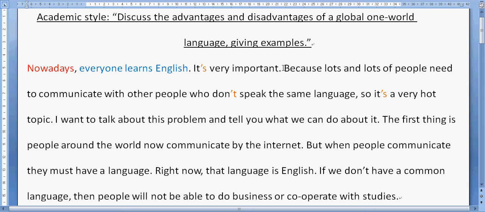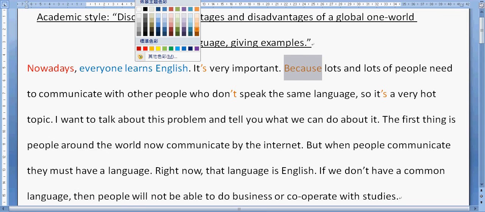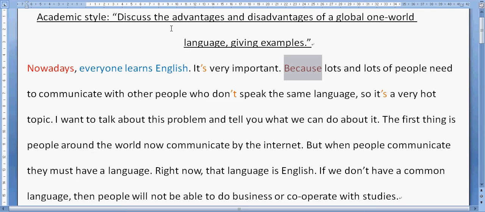Because lots and lots of people need to communicate. So the first problem here is because. This is a problem with grammar. We don't begin sentences with because for academic writing. So I'll just highlight because. The color, it's brown.